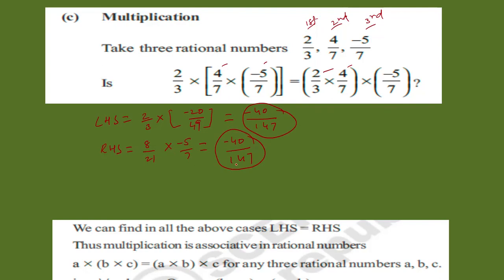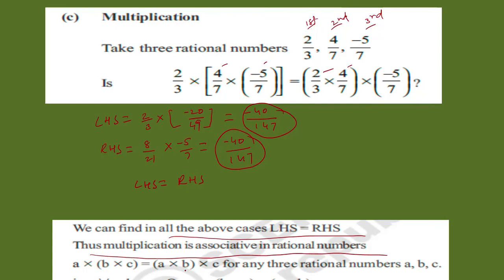Now what is your observation? In both we got the same result. Hence we can say LHS is equal to RHS. Then we can say rational numbers satisfy the associative property in multiplication. That is written at the bottom of the page. LHS is equal to RHS. Thus multiplication is associative in rational numbers, for all a, b, c belonging to Q.